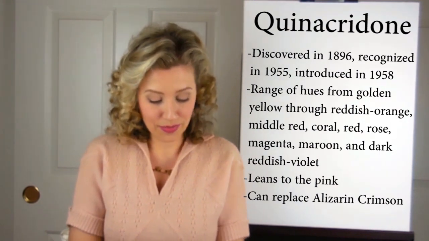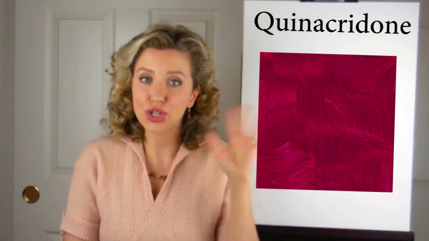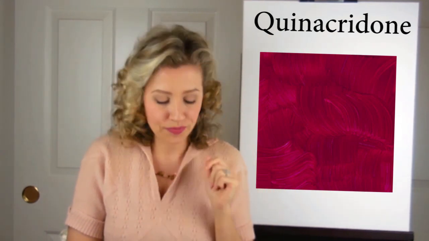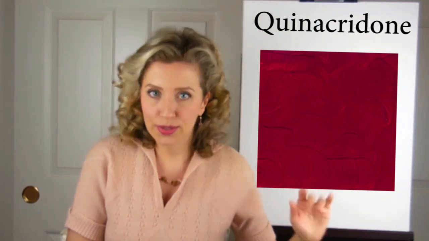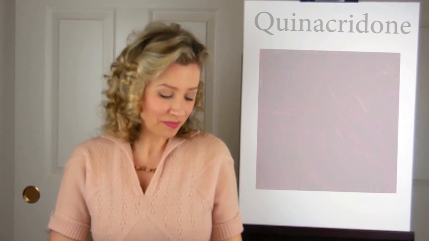reddish violet. Quinacridone red leans to the pinker side of things, so it's not like a cherry red, it's a little pinker. Might be good to make your pinks out of because it's already sort of leaning there anyway. And you can also use it in place of alizarin crimson.